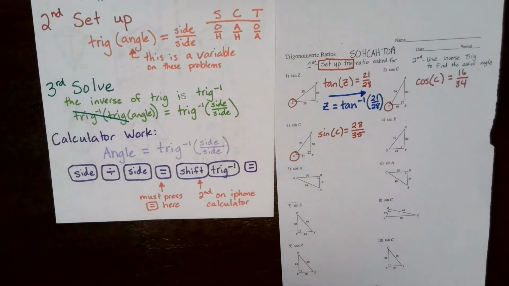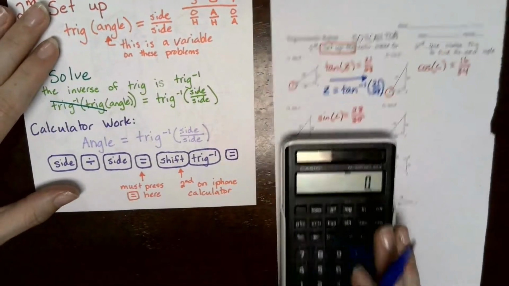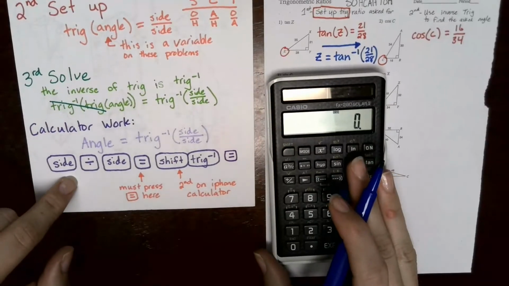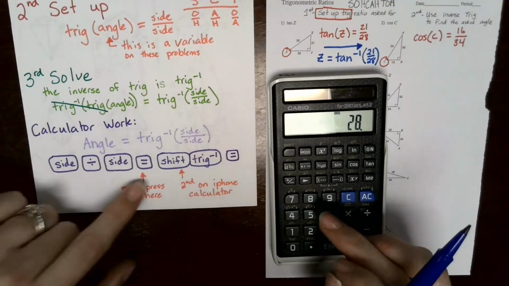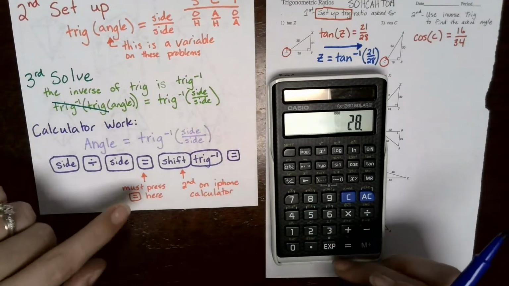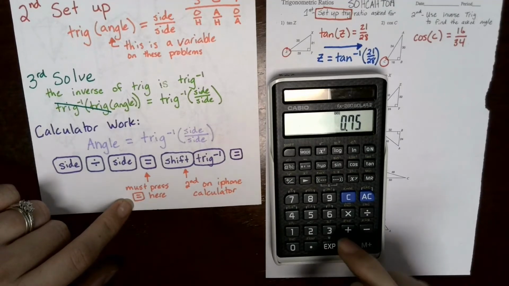Okay, so let me show you on the school calculator. I'm going to follow these directions right here. So I'm going to do side divided by side, 21 divided by 28. I have to press equals here. If I don't press equals here, my answer will be entirely wrong. Equals gives me a decimal.